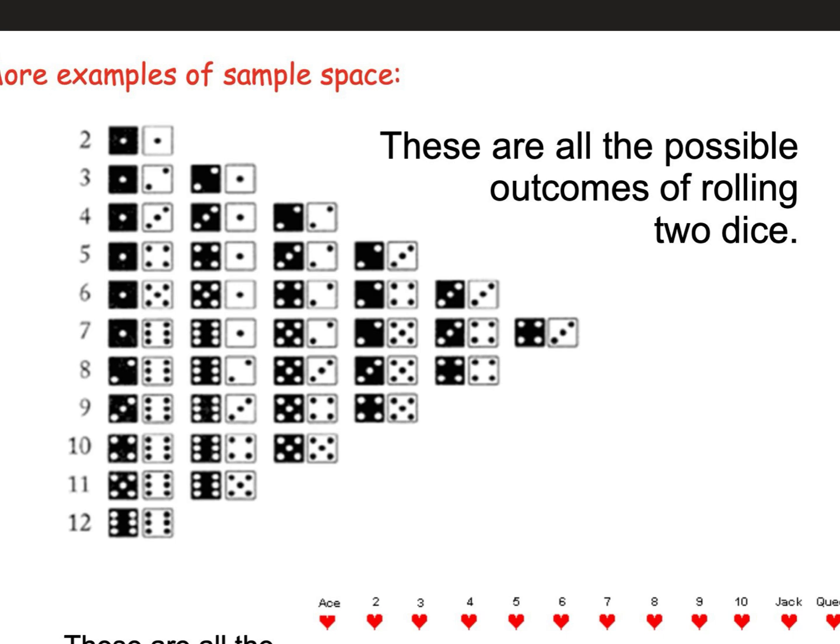But what's really happening is there's 6 different things that could come up on the darker colored die, and 6 different things that could come up on the lighter colored die. And when you multiply those together, you get 36 possible combos. All right. So 7 is by far the most likely number to come up.